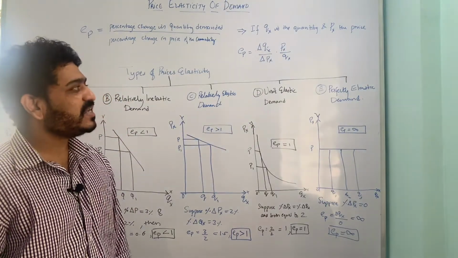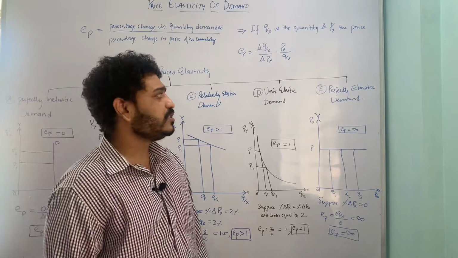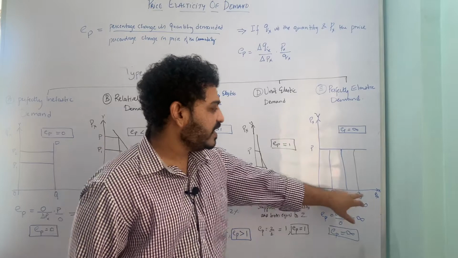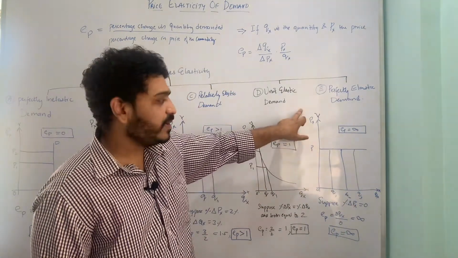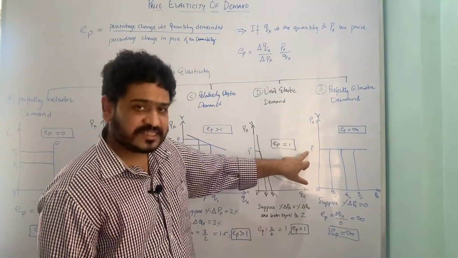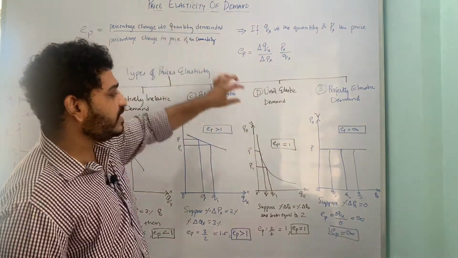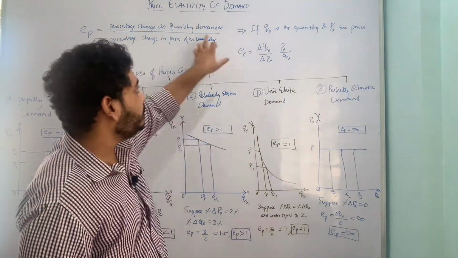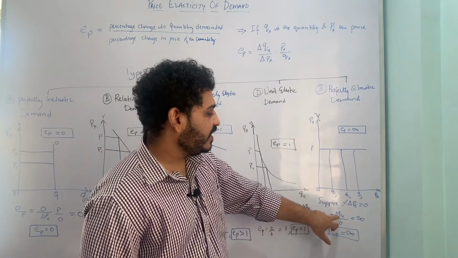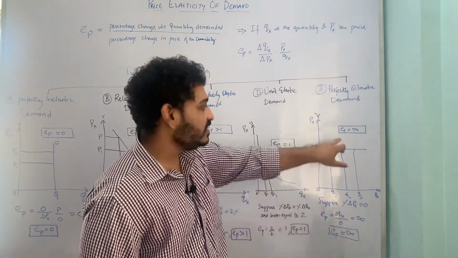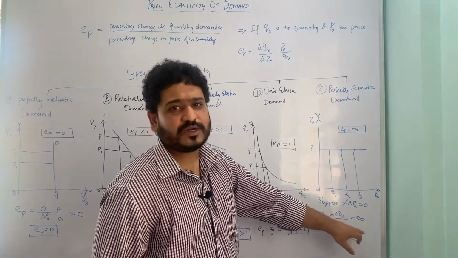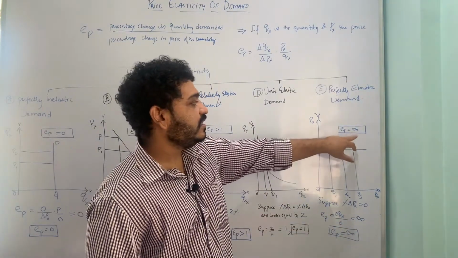Let us now move to the last type of price elasticity of demand, which is perfectly elastic demand. Let us look at the graph. OX is again quantity, OY is again price. Now we see that the quantity is changing, but the price is remaining the same. That means the percentage change in price is 0. The change in quantity is denoted by delta QX, but the change in price is 0. Anything divided by 0 gives an error term mathematically, and that is usually called infinity. Therefore, price elasticity is equal to infinity.